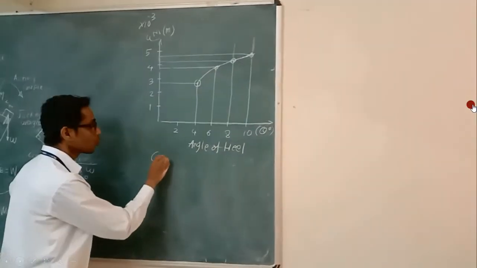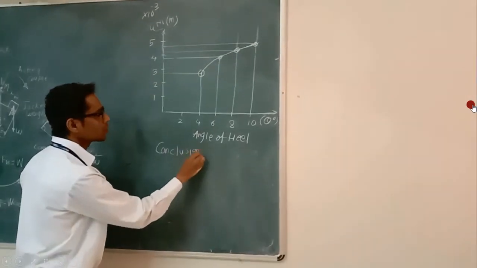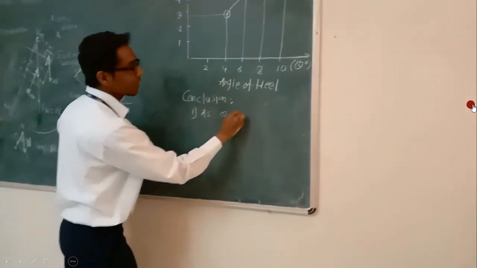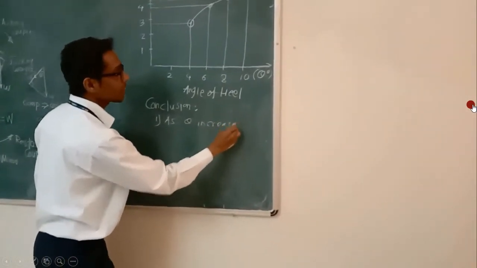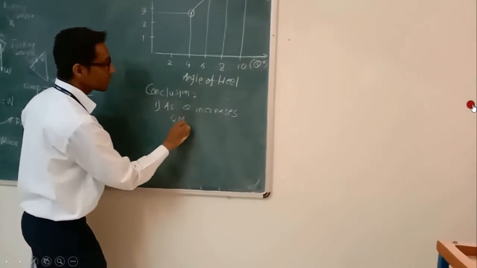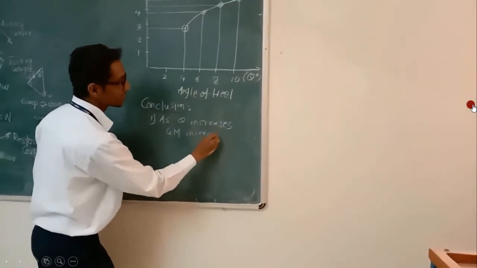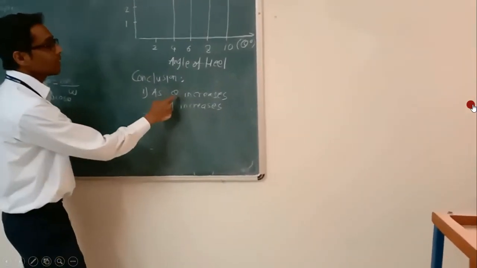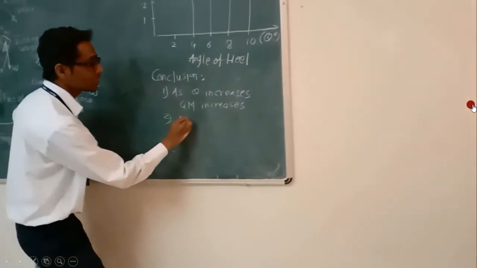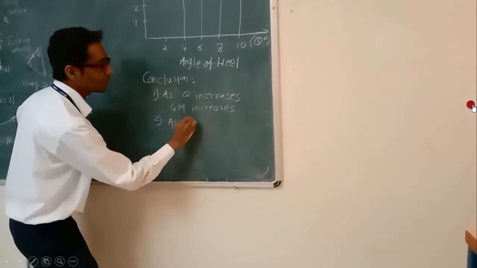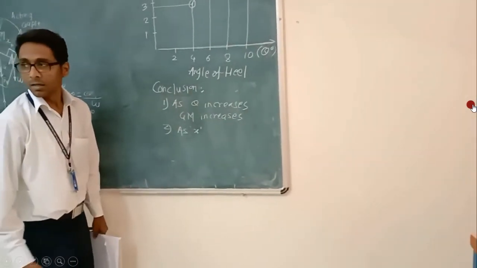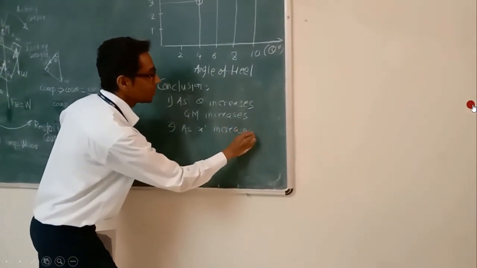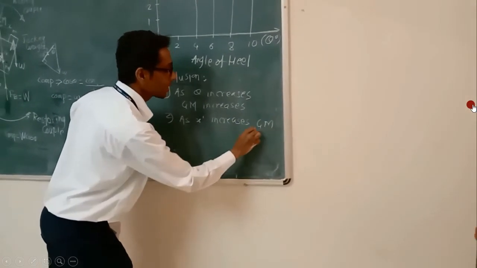Now we will have the conclusion. The first conclusion is that as the angle theta increases, the value of GM increases, which means the metacentric height increases. Second conclusion: theta increases because the distance increases, that is the x value, the distance of the jockey weight from the center. That is why GM, the metacentric height, increases.